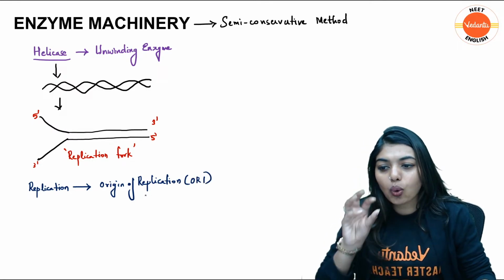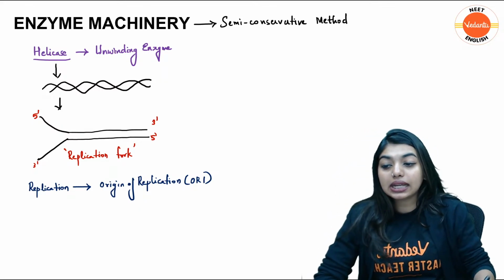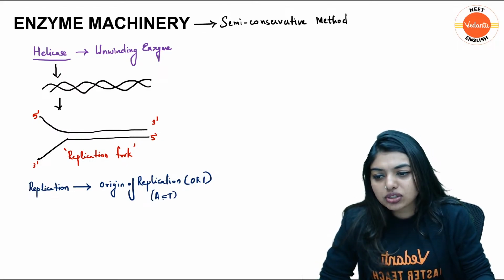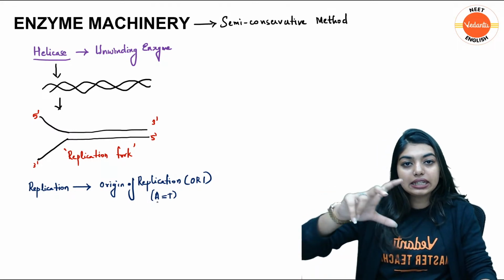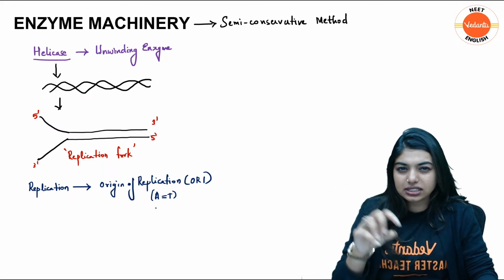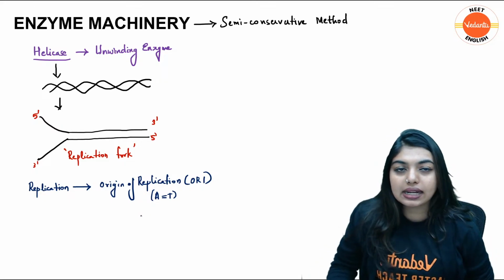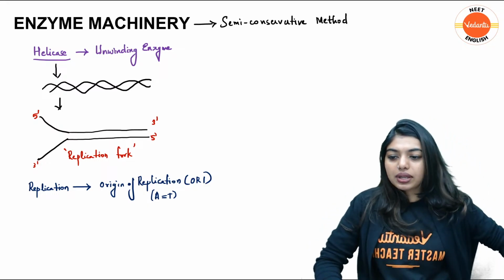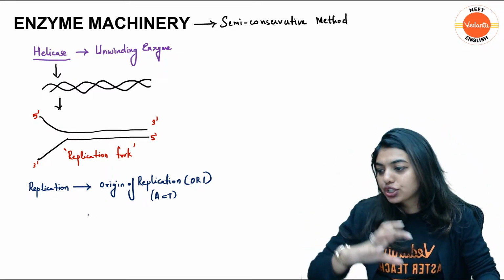Students, you should understand this ORI spot will usually be in the AT region, that means the adenine and thymine region. Yesterday I told you these have 2 bonds, and because of that it is easy to break. So the origin of replication will be mostly at the A and T region, because the bonds are weak. G and C have 3 hydrogen bonds, which are stronger and difficult to break. Clear? That A and T region is called ORI, the origin of replication.